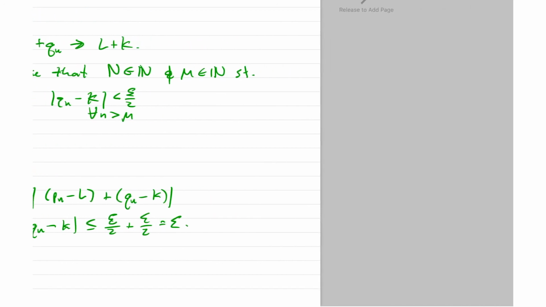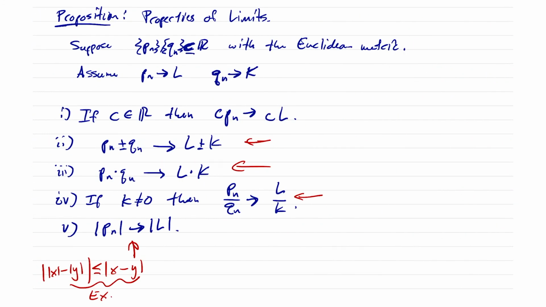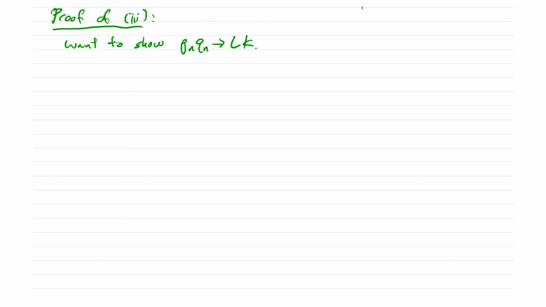Okay, so that was property 2, and let's do property 3. So proof of 3. Okay, let's see. So basically what we want to show is that PnQn converges to L times K. Okay, so let's go ahead and take a look this time and just see what we're going to need. So over here in just some scratch notes, let's do it.